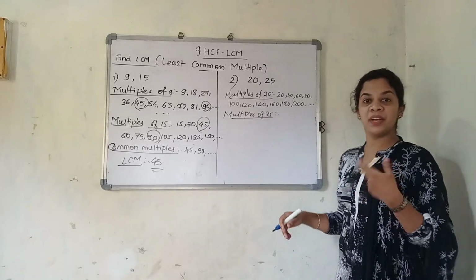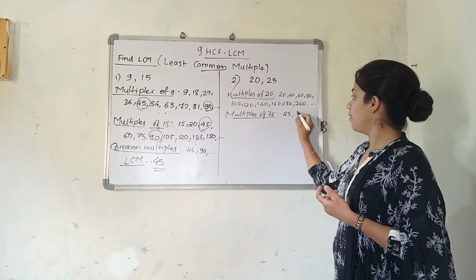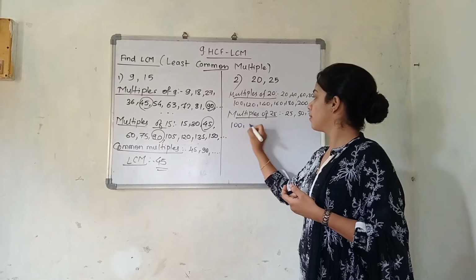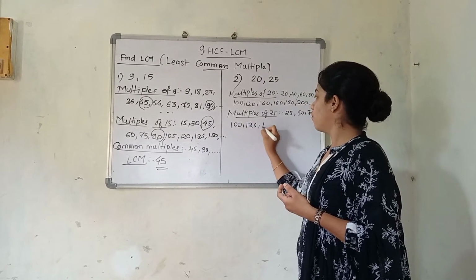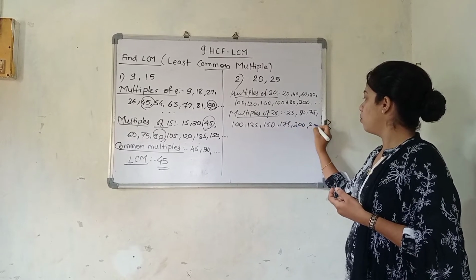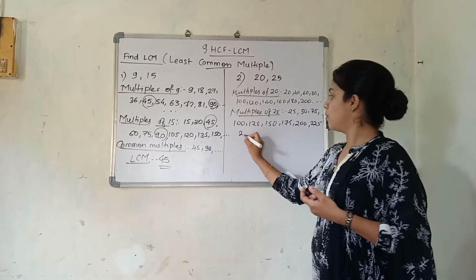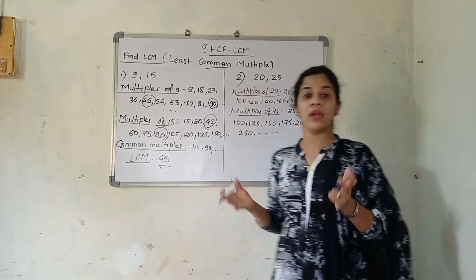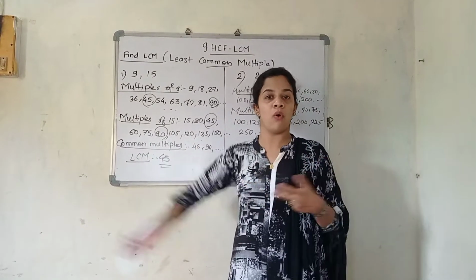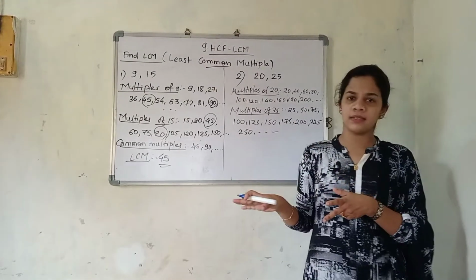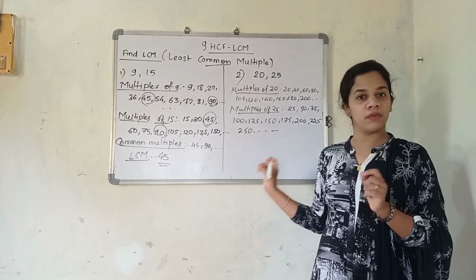25 multiples are 25, 50, 75, 100, 125, 150, 175, 200, 225, 250, and so on. There will be infinite, but we do not have that much place to write down all the multiples. Just make it finite and write up to 25 times. That is enough, and you can write dot dot in front of it.